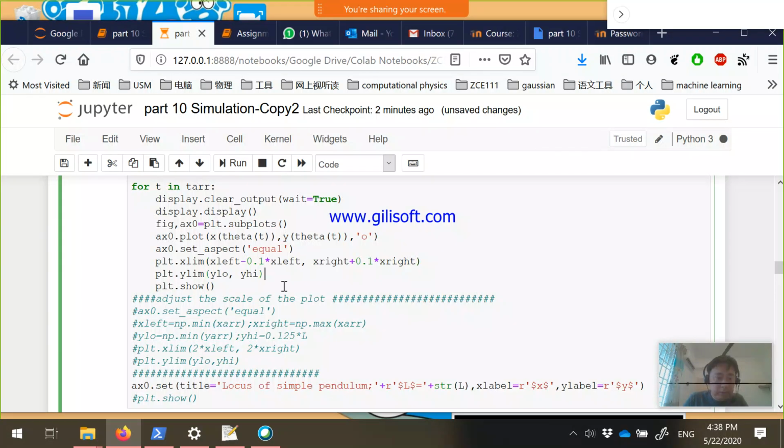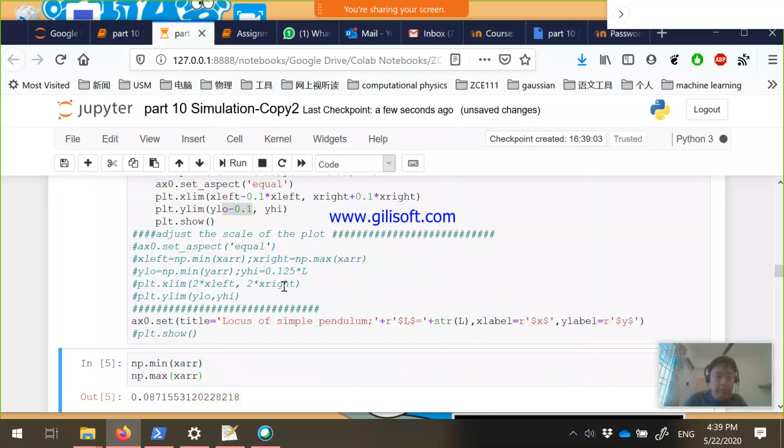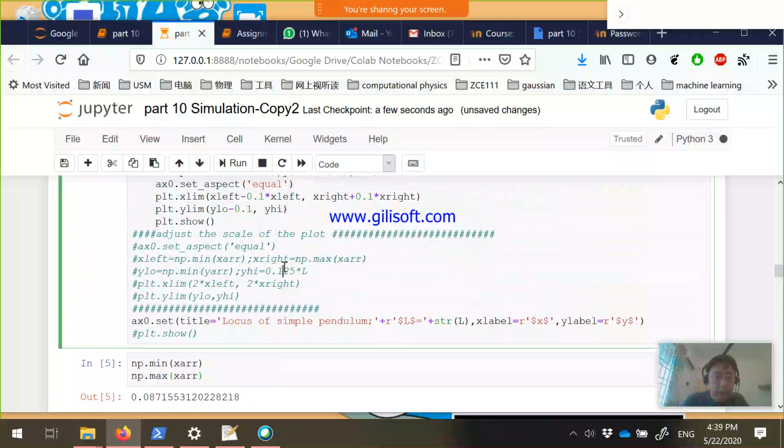So same thing here, you make the y naught to be slightly less by 0.1. Maybe I'll just fix the y to be the same. So that will make the y smaller a little bit. Then hopefully it will look better now.